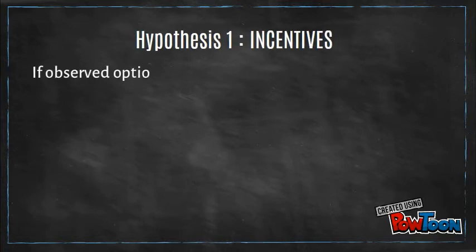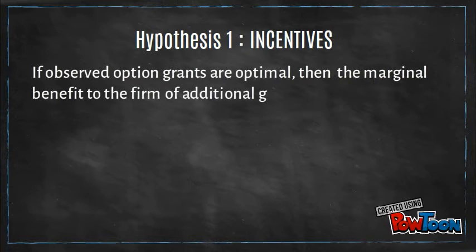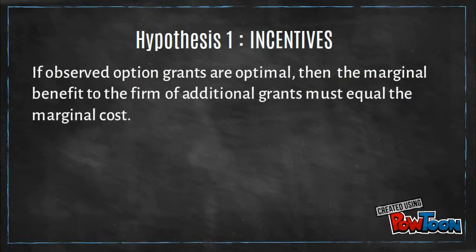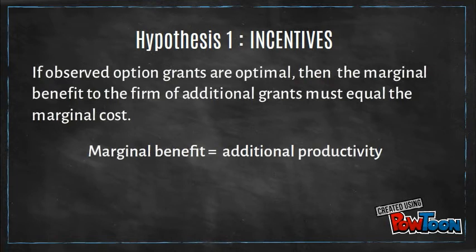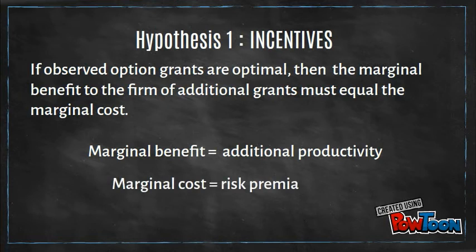The intuition for calibrating a model for the incentive hypothesis is the following. If observed option grants are optimal, then the marginal benefit to the firm of making additional grants must equal the marginal cost. The marginal benefit comes from additional effort of the employee leading to more productivity, while the marginal cost comes from the fact that an employee must be compensated for the risk he or she is taking.